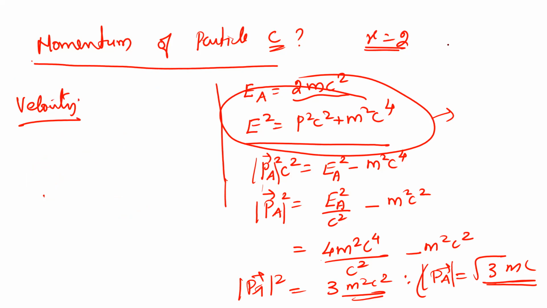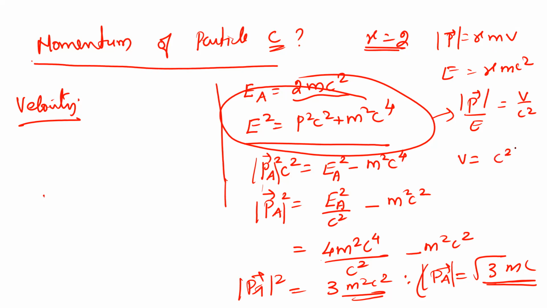We know that p is equal to gamma mv. Let me take the magnitude. Now E is equal to gamma mc². So you see that P by E, you can cancel this gamma, is V by c². So in order to find V, you just multiply c² times P divided by E. This is the relation for velocity.